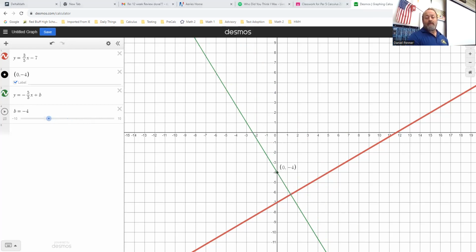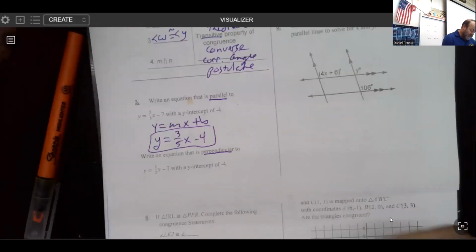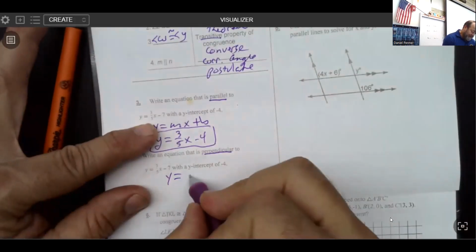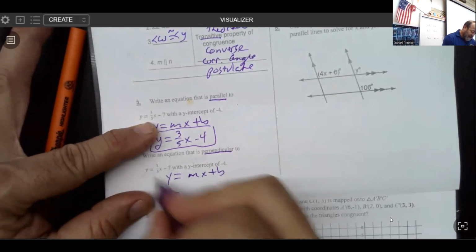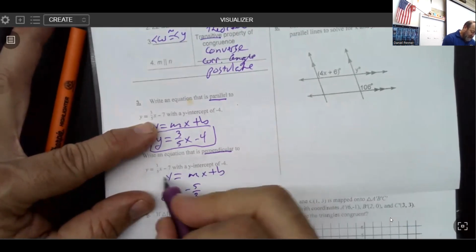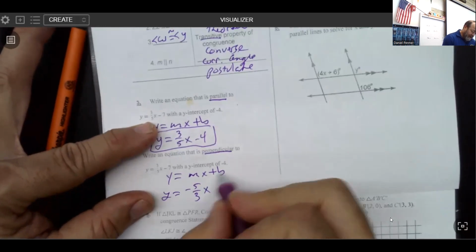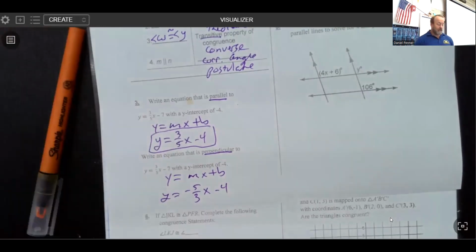So if you want to have perpendicular lines, we go right back to the well and we say we want y equals mx plus b. I would like to have a slope of -5/3. That's again opposite and reciprocal. And I want a y-intercept of -4.